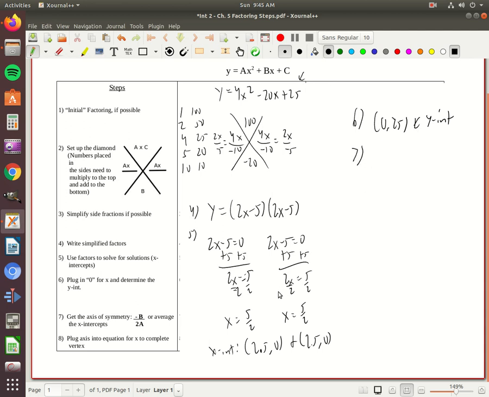If I go to step 7, I need to get negative b over 2a for my axis of symmetry. So negative b, a negative 20, hopefully we're all okay with that, over 2 times a. So we're going to get a positive 20 over 8, which if you think about it is 2.5. That's starting to look familiar because I already know what happens when I plug 2.5 into this equation. I get a 0. So this is my axis of symmetry. So let's go ahead and plug that into the equation.